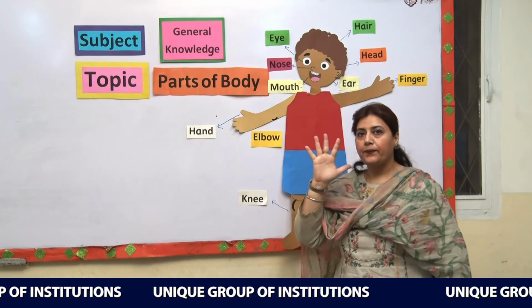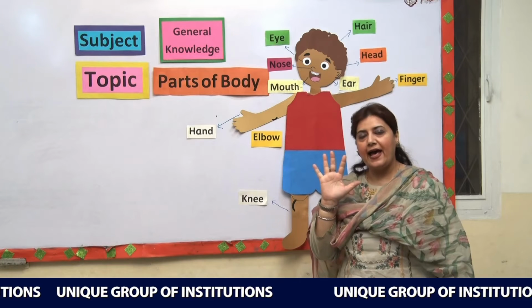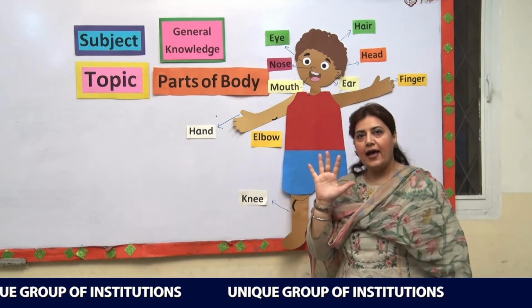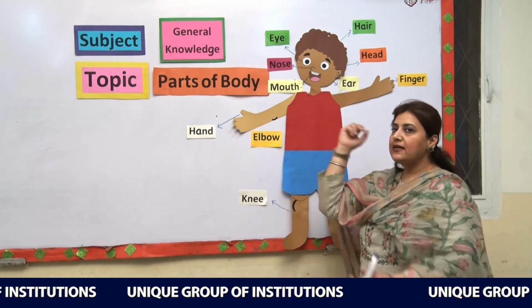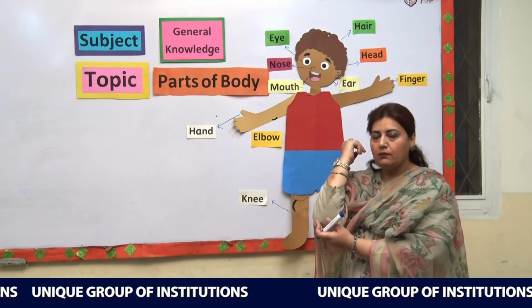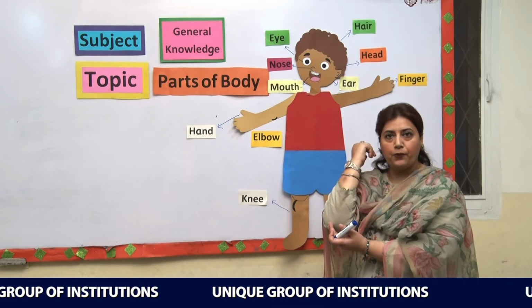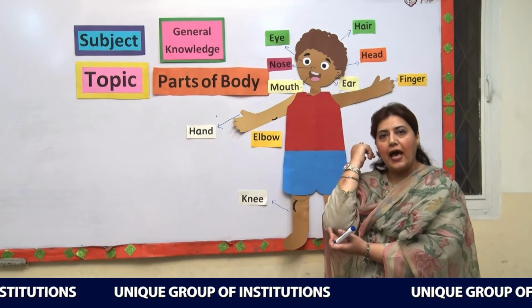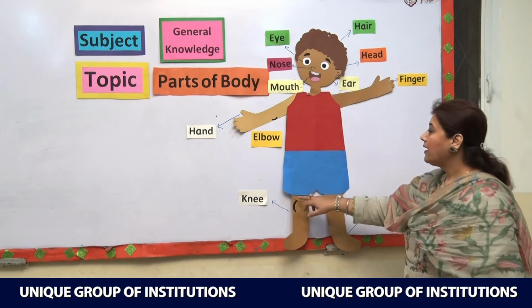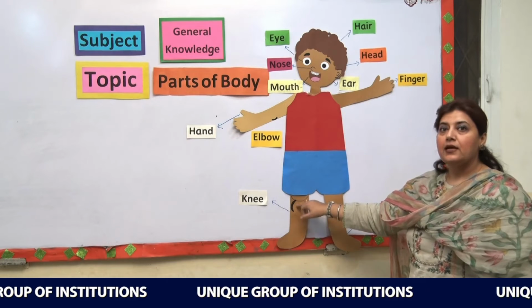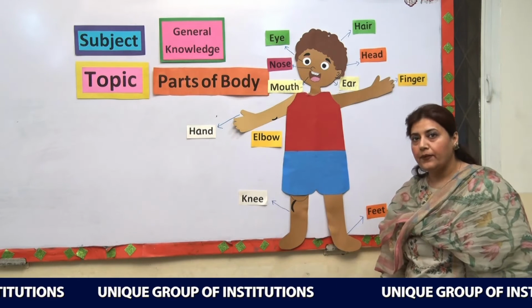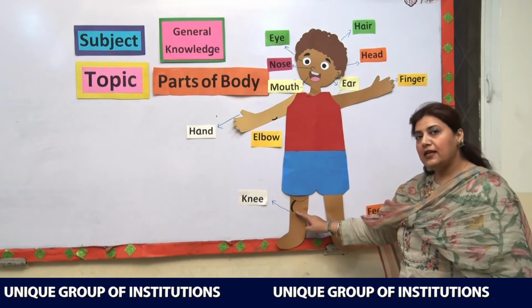What is this? This is hand. This is hand. What is this? Do you know? This is elbow. This is elbow. And what is this? This is knee. This is knee.